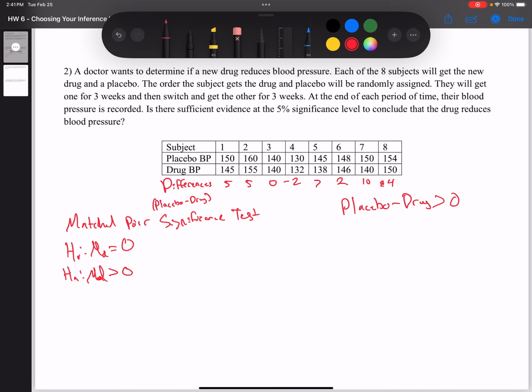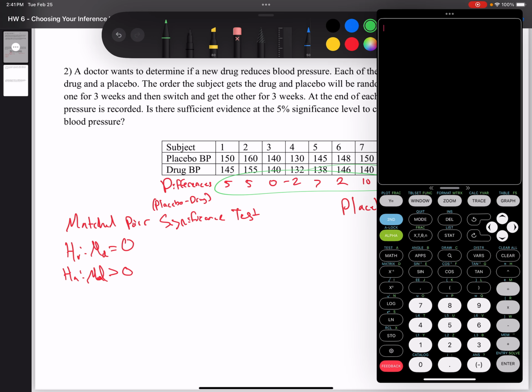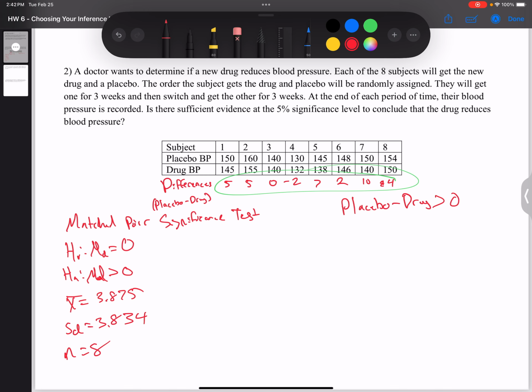This one is a matched pair design, so we're just going to look at the differences here. We don't need to worry about everything else. It's not a 2 sample test, it's a matched pair. We're going to throw all of those differences into our calculator, which we've already done here, and use that to calculate one variable statistics. We get our X bar of 3.875, we get our S of 3.834, and we can label our N too. We have 8 subjects.